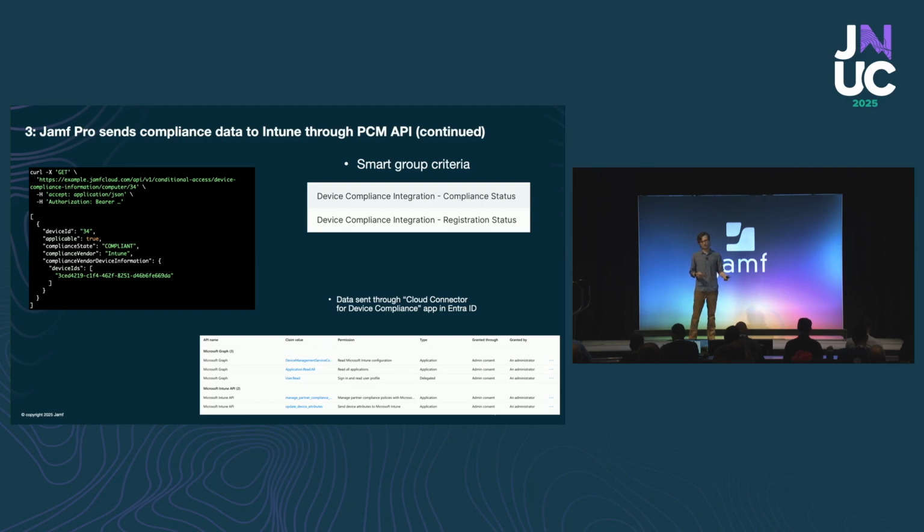Additionally, there are some smart group criteria that will tell you whether or not the device is registered and whether or not it's compliant. Again, this isn't checking if it's part of the compliant group. It's actually checking the most recent data we sent. So if you're ever troubleshooting why things did not line up, you can always look at these smart group criteria as well. In the bottom right corner, I just wanted to also point out, this is the application that we are sending the compliance updates against. And it's always going to be called the Cloud Connector for Device Compliance.